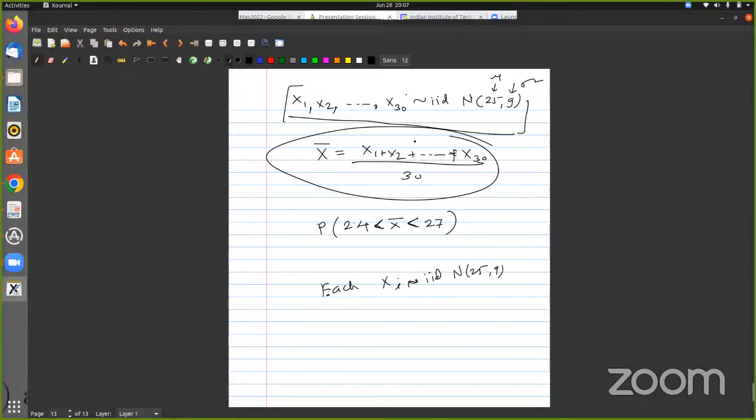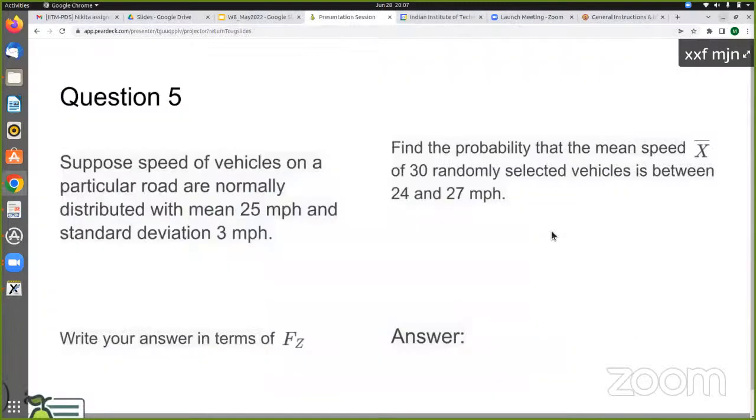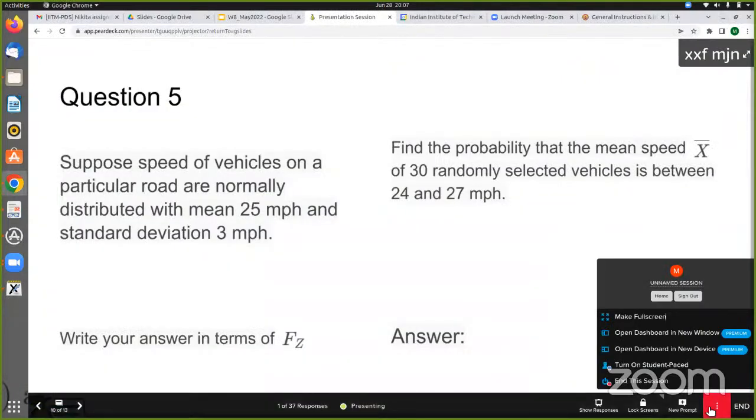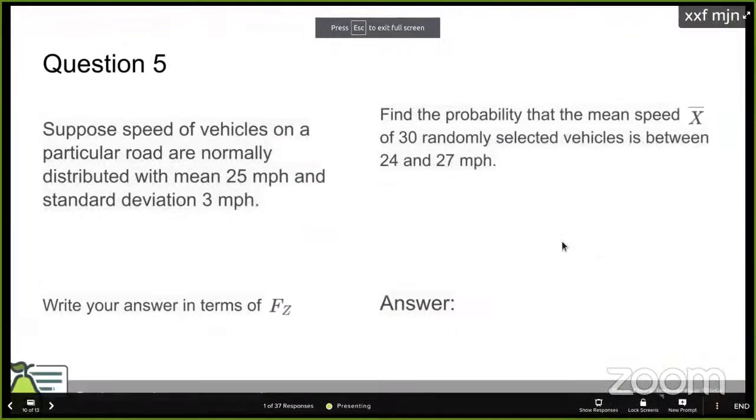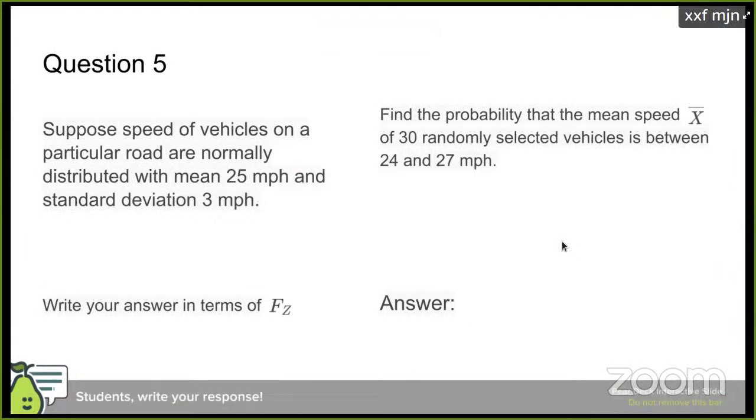30, yes. And the population size? How will we know? My question is, 25 and 3 are related to the population, correct? And the other one is related to the sample, 30 samples. Can we put 30 in both places?